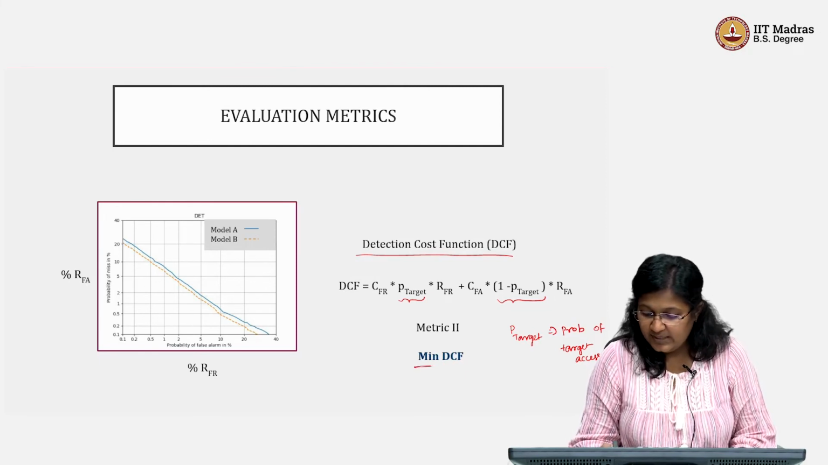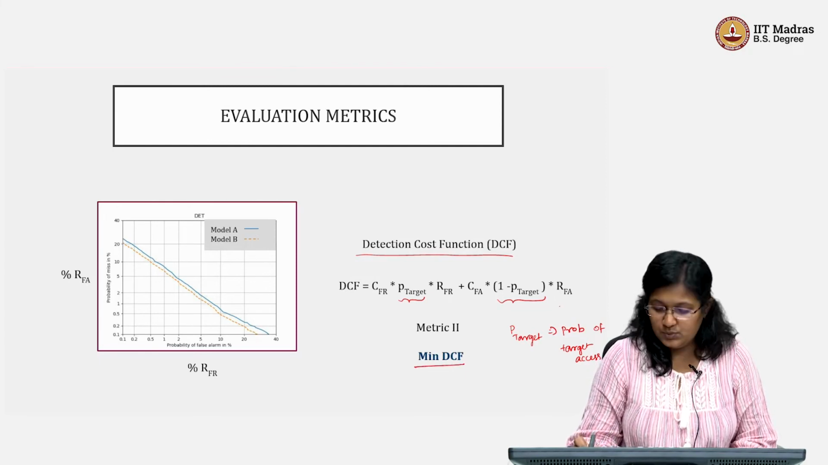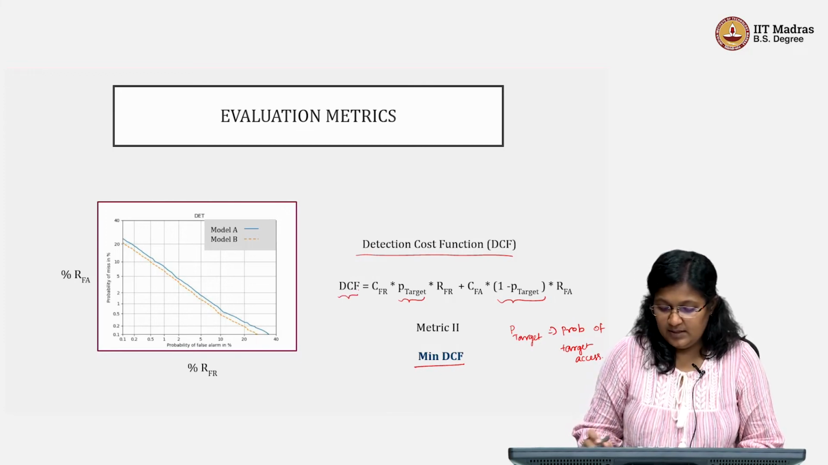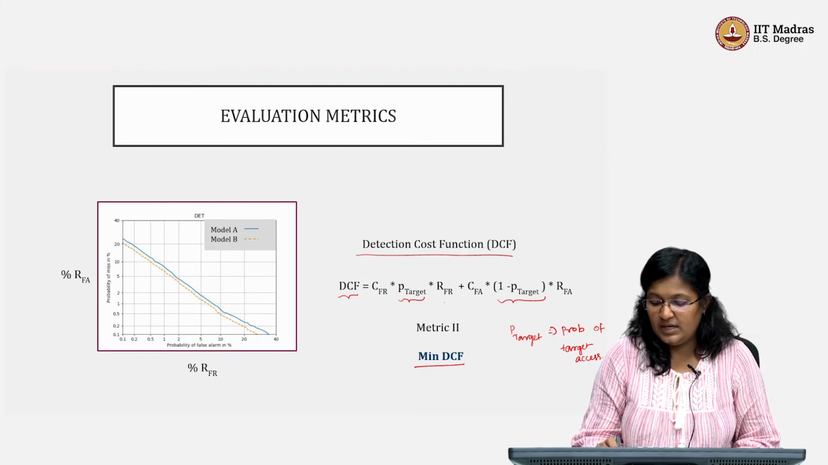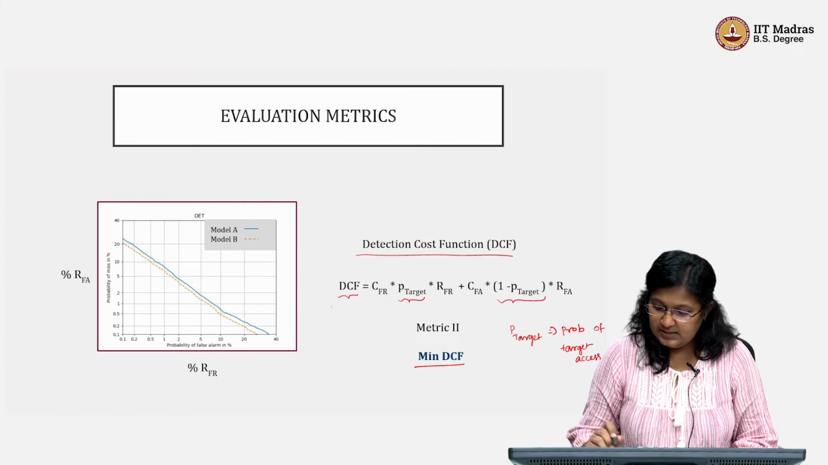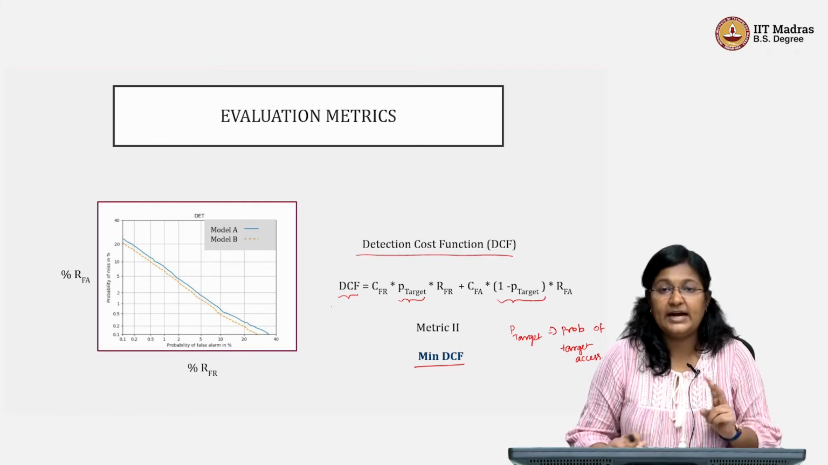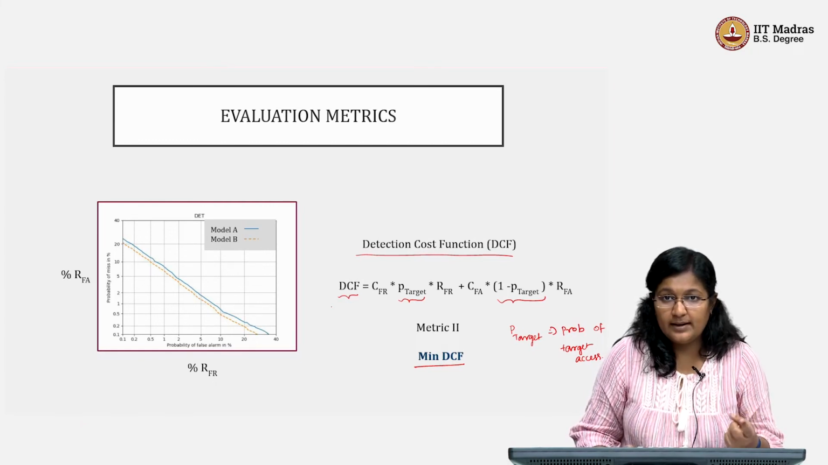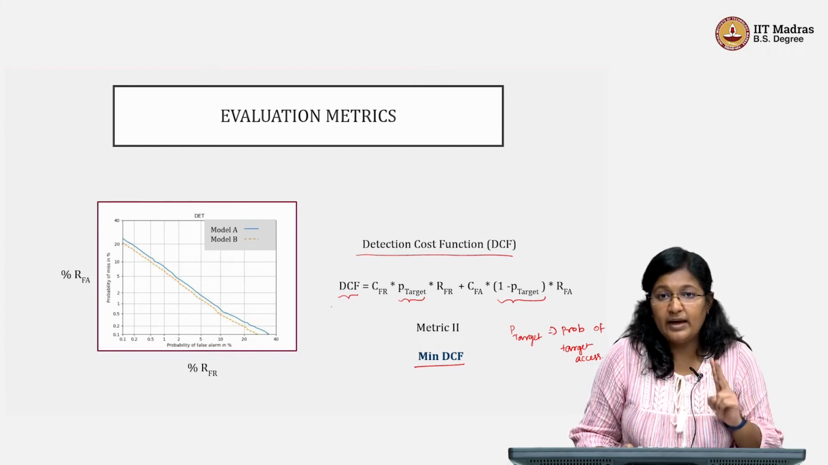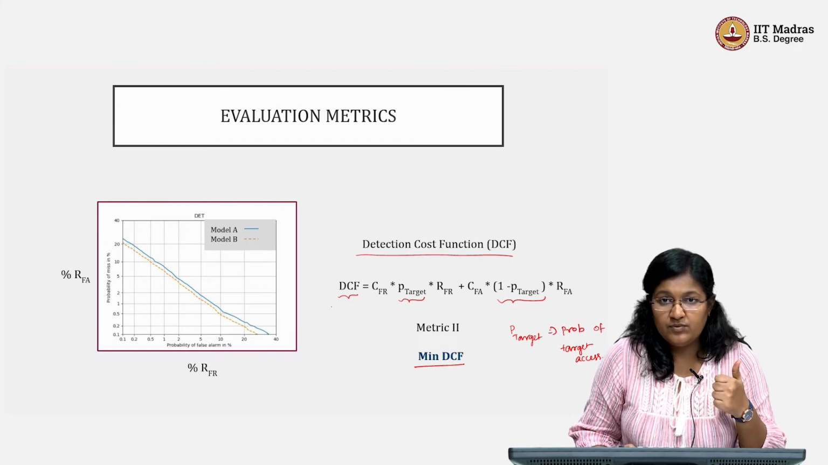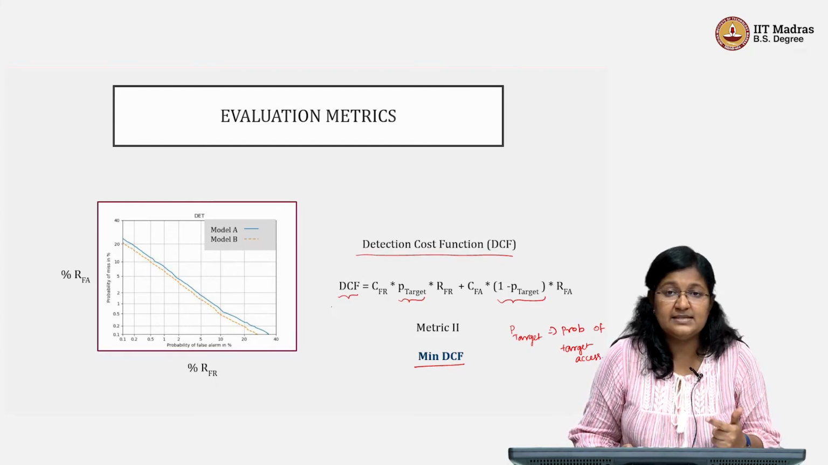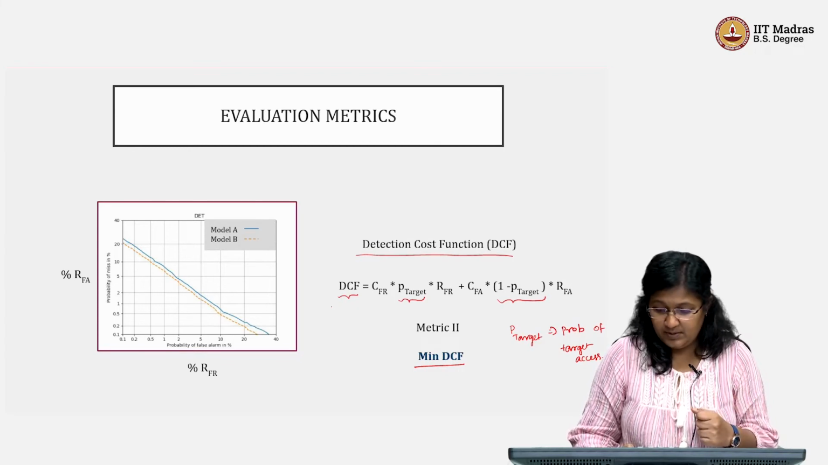The actual metric is min DCF. The RFR and RFA values which give the minimum value of this DCF are taken as the actual RFA and RFR corresponding to the min DCF. Okay. This is our second metric. So, we had two metrics, one is equal error rate and another one is the min DCF, both based on two errors, which are the false rejection rate RFR and false acceptance rate RFA.